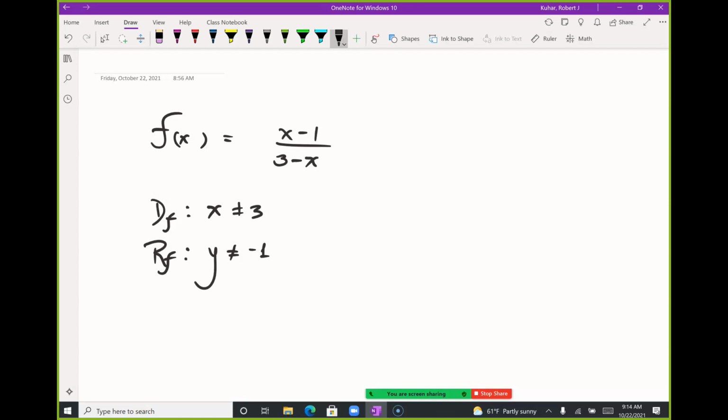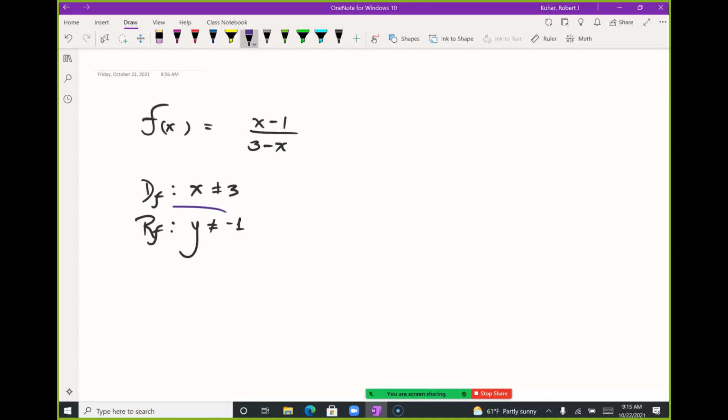Our easy domain rules are what? And you can chat it if you don't want to say anything. What are the things we can't do at this point in our mathematical careers? Divide by 0, or take an even root of a negative number. Thank you, Joe. So we're adding a new domain rule today for our log functions. So we'll double check this when we get our inverse.